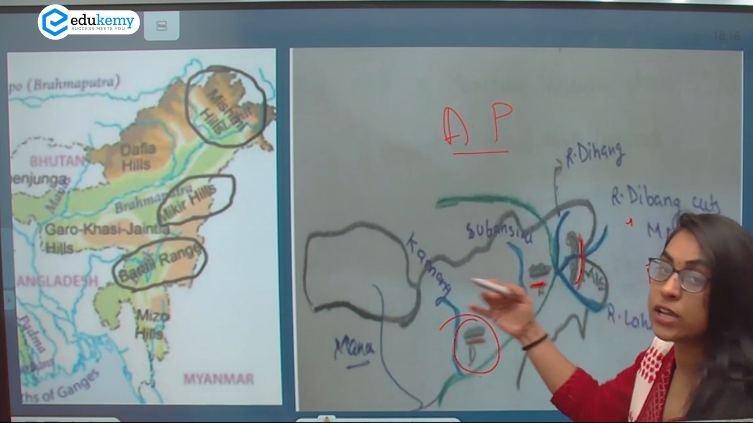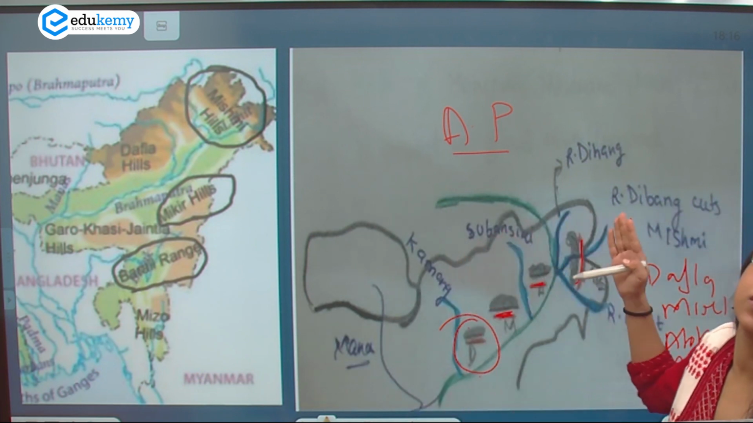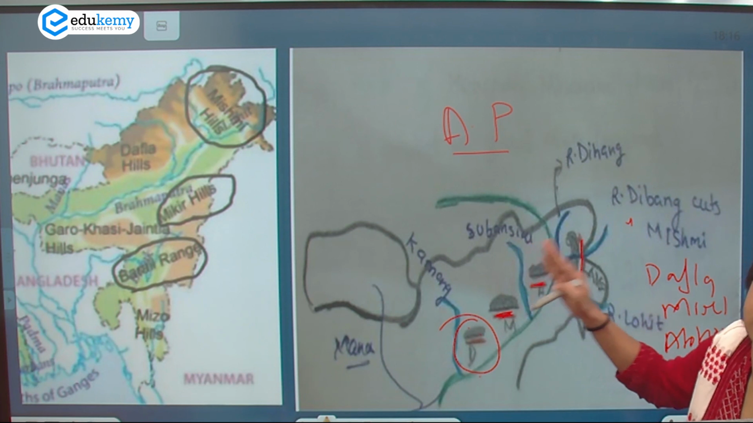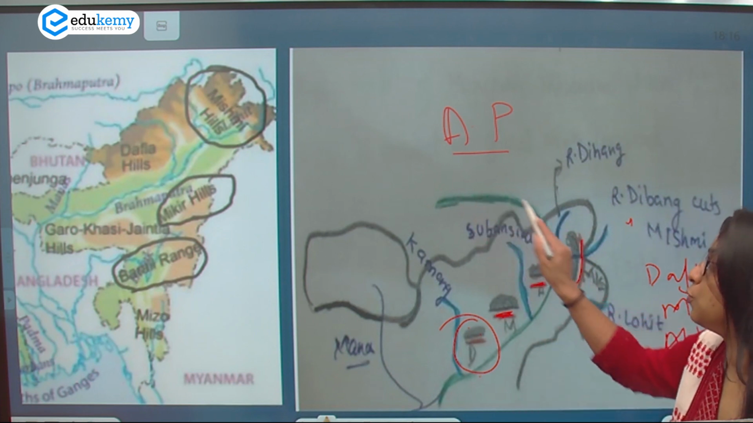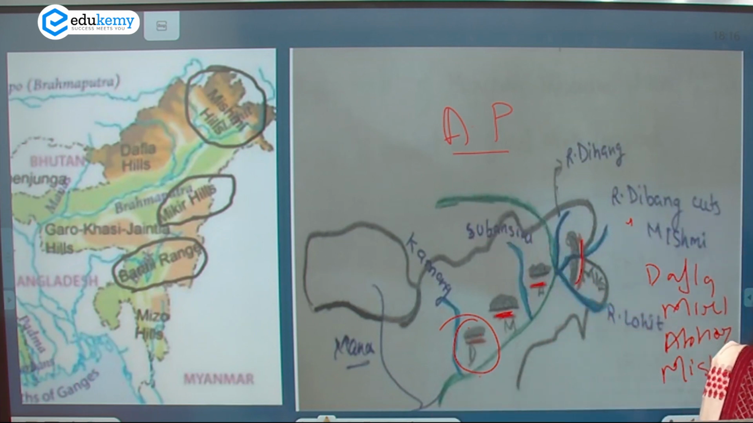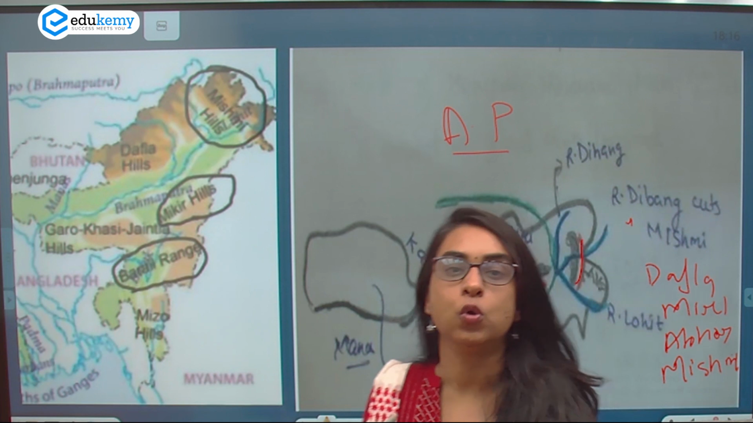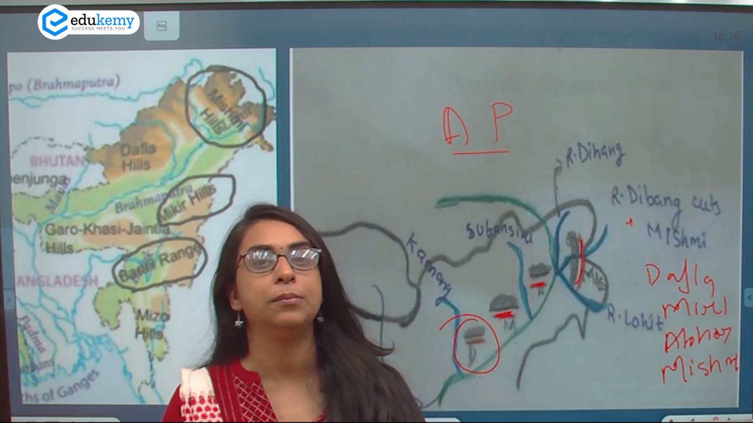Now that is, which hills, west to east, which rivers between them, and these rivers, Manas, Kameng, Subansiri, Dihang, Dibang, they are tributaries of which river? They are the tributaries of the Brahmaputra river. That analysis has to be made. Don't simply mechanically learn the PYQs.